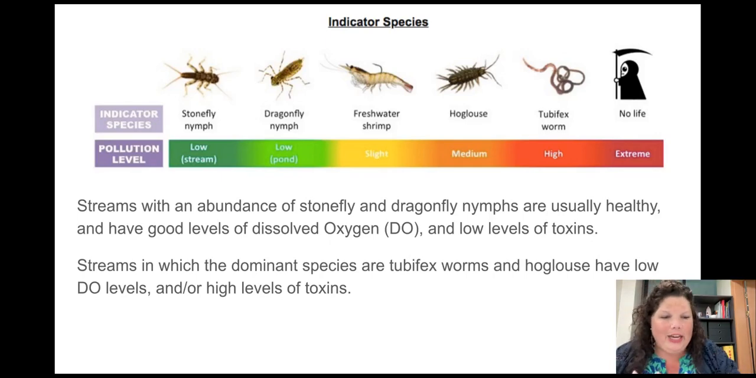So we have a scale here that we use to look at our indicator species. Some things have low tolerance, which would mean it's a healthy stream. Other things have very high tolerances, which means it's probably not. If we see a lot of this Tubifex worm, it means we probably have a lot of pollution. Where if we see a lot of our stonefly nymph, it means it's probably a lot better. It's a healthier stream. So this scale here kind of helps us understand, if we see presence or absence of these species, we have a better understanding of the level of toxins or dissolved oxygen.